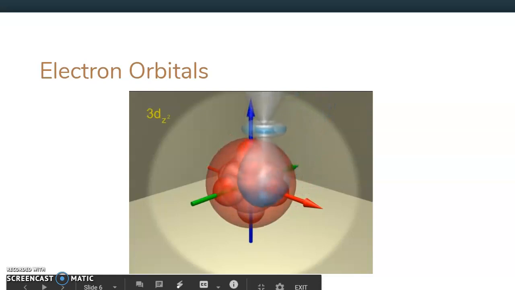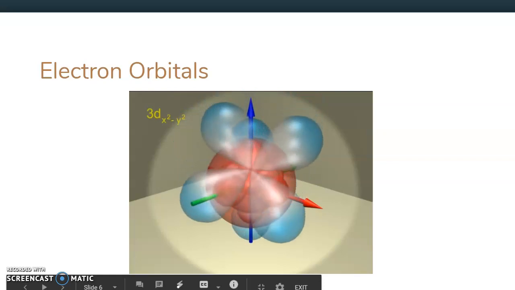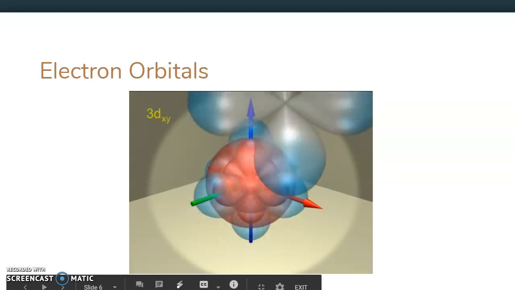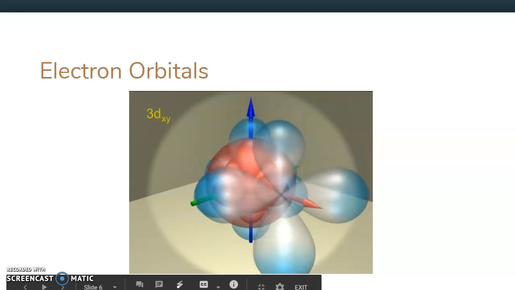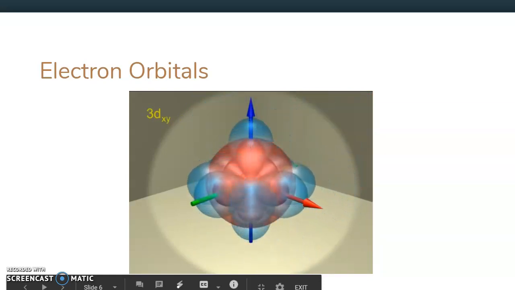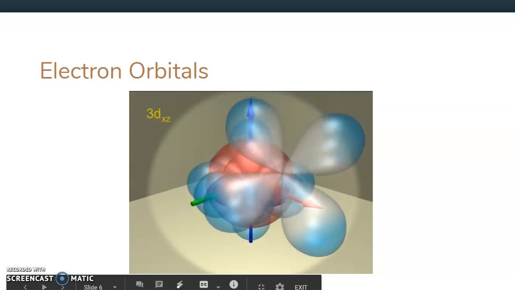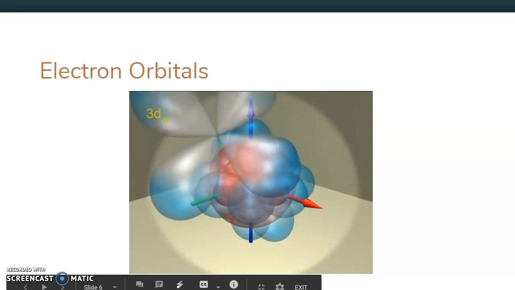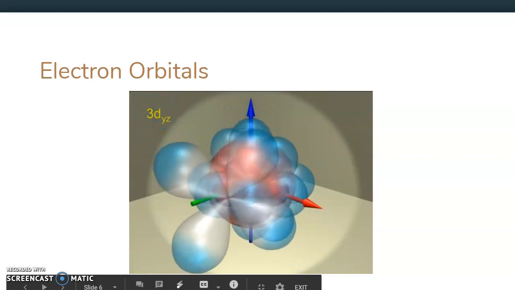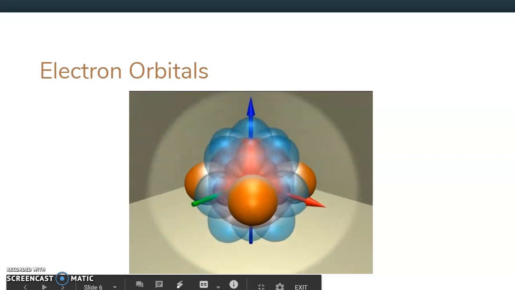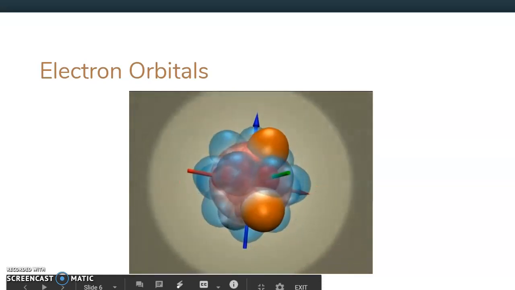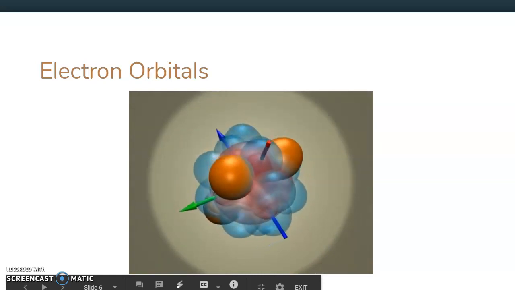And then we start adding in our d's. So this is a 3dz squared. This is a 3d x squared y squared. A 3d xy. So they kind of look like balloons, especially if you tied 4 balloons together. That's kind of what our D shapes look like. But they fill a lot of different places in our electron. So that's what it would look like as an idea.